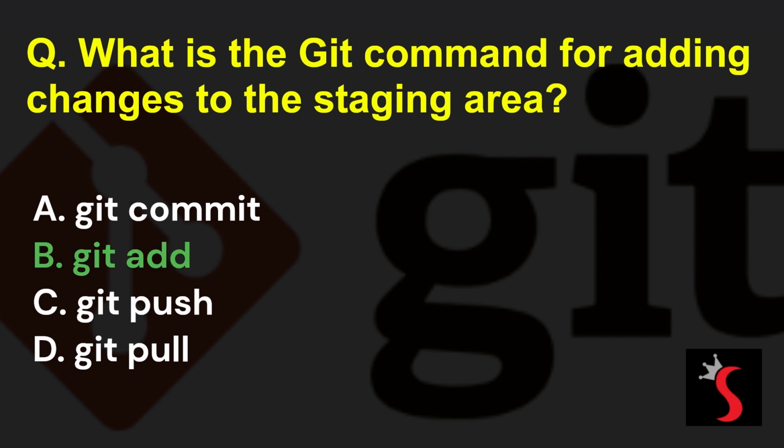And correct answer is option B. Git add. The git add command adds a change in the working directory to the staging area. It tells Git that you want to include updates to a particular file in the next commit. However, git add doesn't really affect the repository in any significant way. Changes are not actually recorded until you run git commit.